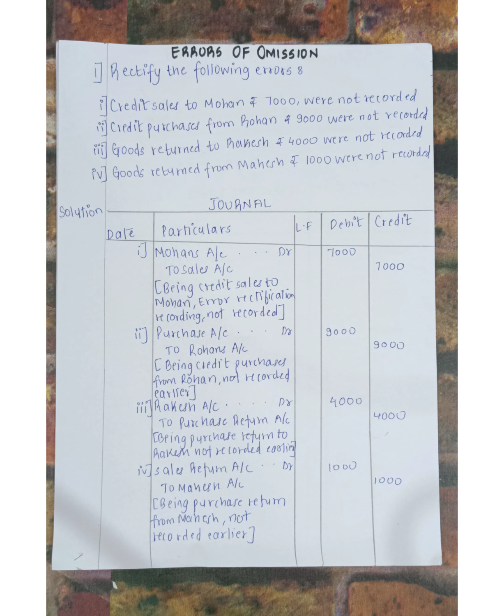And the last one says goods returned from Mahesh ₹1000 were not recorded. In this transaction the goods returned from Mahesh were not recorded. So our rectification would be to record it. Now Mahesh is the giver. According to the rules of accounting, debit the receiver, credit the giver. Here Mahesh is returning back the goods. So this is known as sales return, just because he is returning the goods.